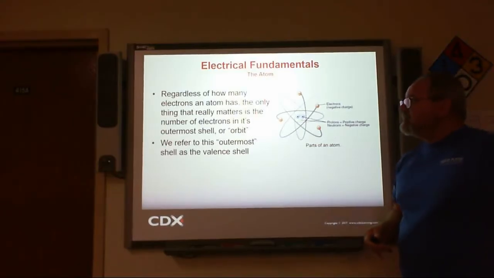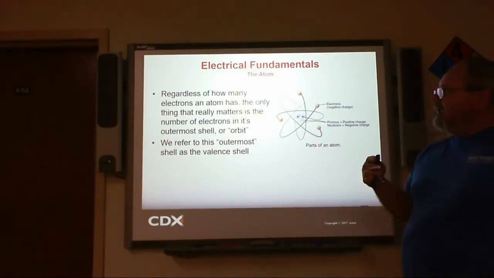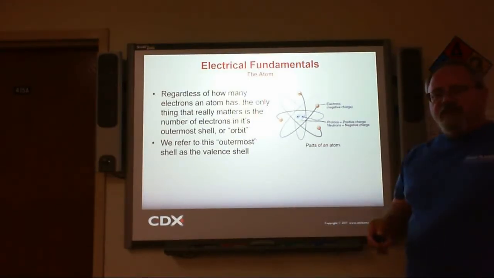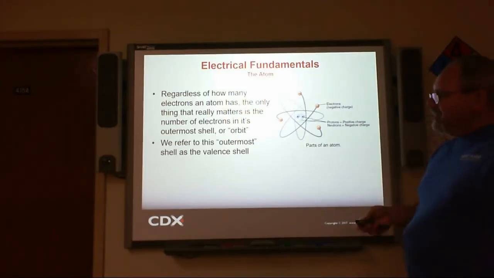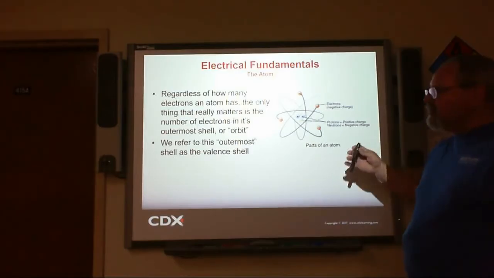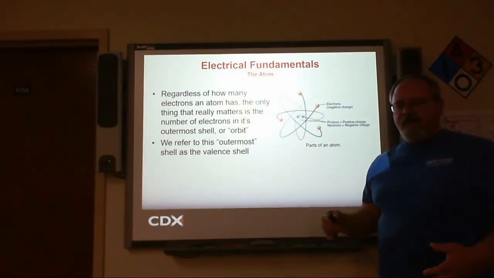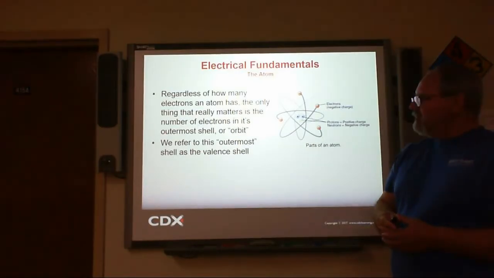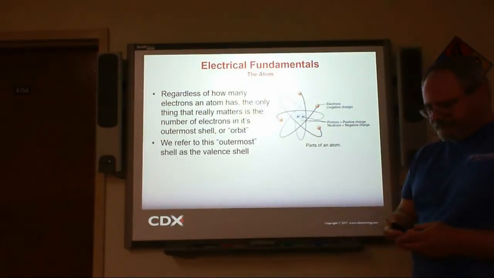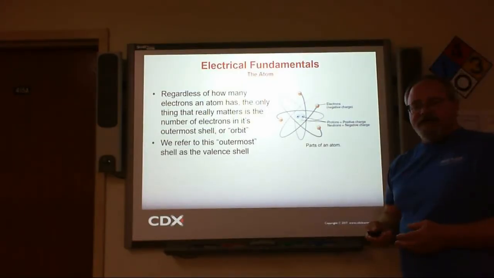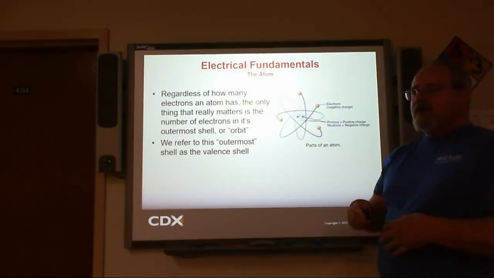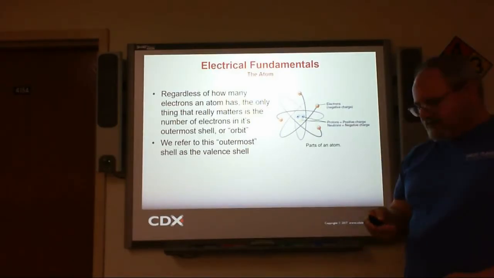Now, regardless of how many electrons an atom has, the only thing that really matters is the number of electrons in its outermost shell, or its outermost orbit. We refer to that outermost shell as the valence shell. And hence the electrons that are in that shell, we refer to those as the valence electrons.